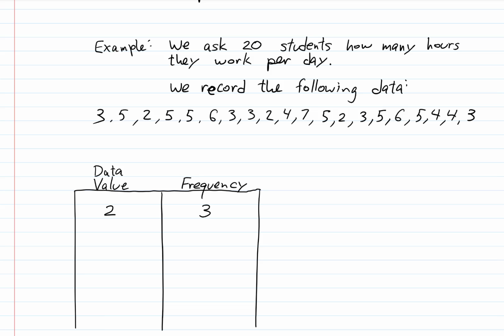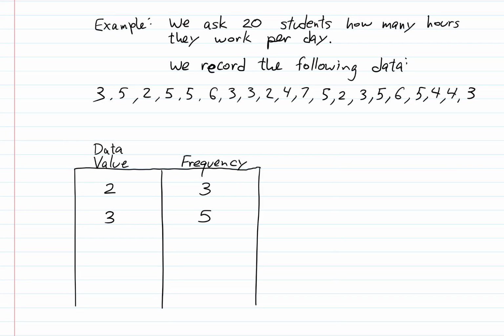What's next? 3. How many are there? 1, 2, 3, 4, 5. So it has a frequency of 5. That data point, you see, 3 is called a data point. And there were 5 data points of 3. So I say the data point of 3 had a frequency of 5. Okay? And then next is 4. How many of those do you see there? Go ahead and count them yourself. There's 3 of them, right? So that has a frequency of 3.